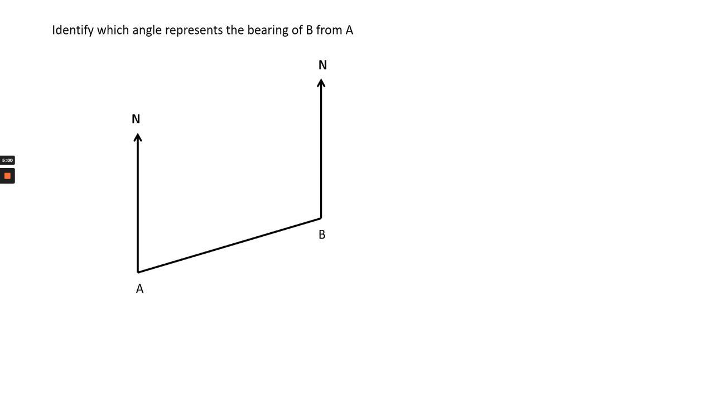Now, we've got A and B labelled here. We've got a line that joins them, and I've got the north line in both places because we're going to measure from north. Okay. The challenge here is really around the language that's being used. That's how they're going to try and trick you.